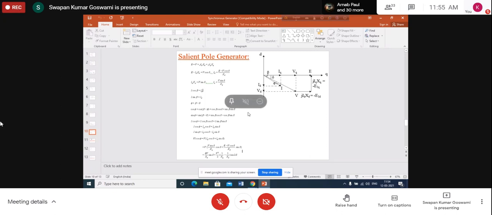The zone of stable operation will be somewhat reduced. It will be somewhat narrower compared to the cylindrical rotor machine, which was up to 90 degrees. Now, for the salient pole machine, that zone is somewhat reduced. It is somewhat narrower compared to the cylindrical rotor machine. Is it clear or not?